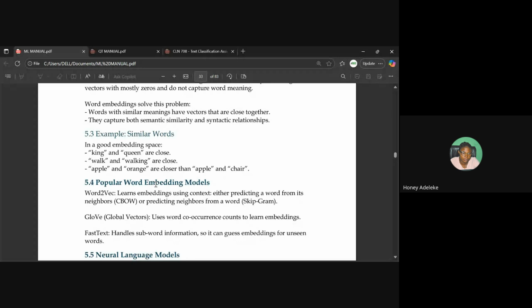When we talk about distance, they have a tendency of being closer to each other. Look at this example here. Our material says that apple and orange are closer than apple and chair. So chair will be in another space entirely, another Euclidean space entirely.